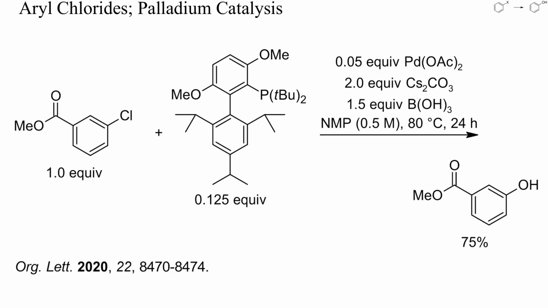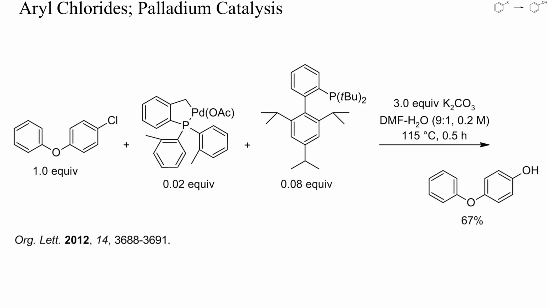The insertion of palladium into carbon-chlorine bonds usually requires electron-rich, bulky phosphine ligands like the one in this example. The conditions were only slightly alkaline and milder than those of copper-catalyzed substitutions. This example is similar to the previous one. Hydrolysis of the unactivated aryl chloride was complete after only half an hour at 115 degrees Celsius.